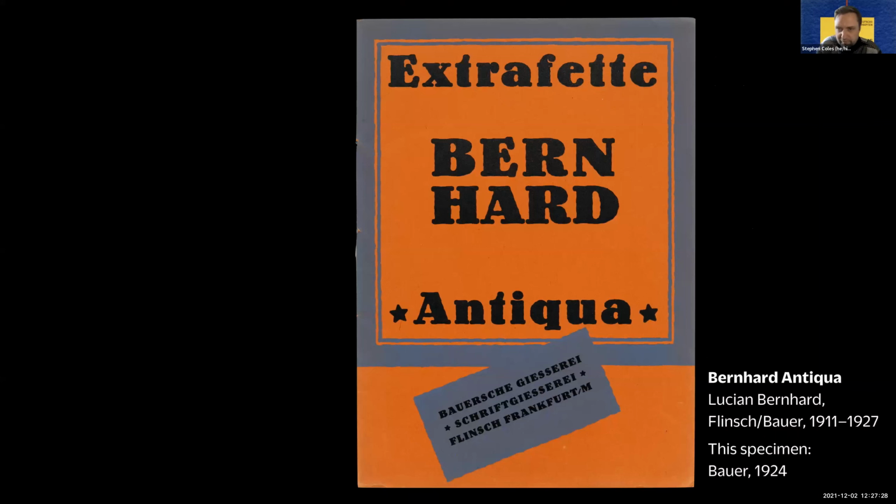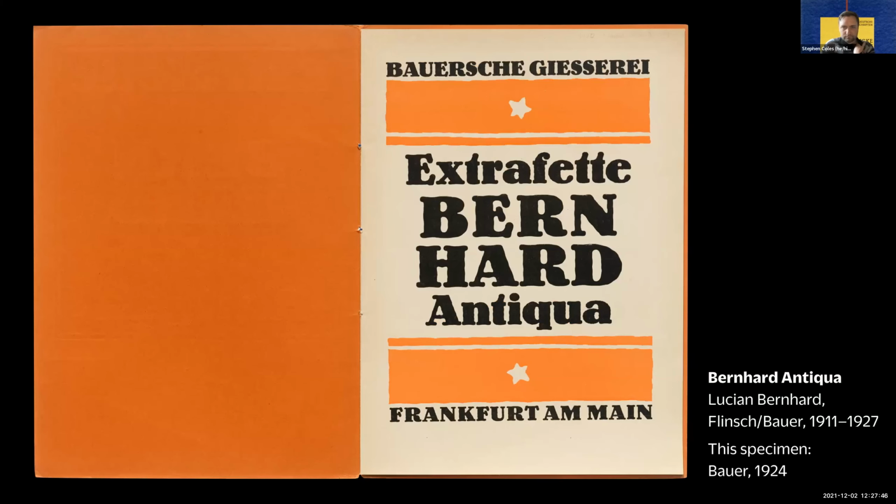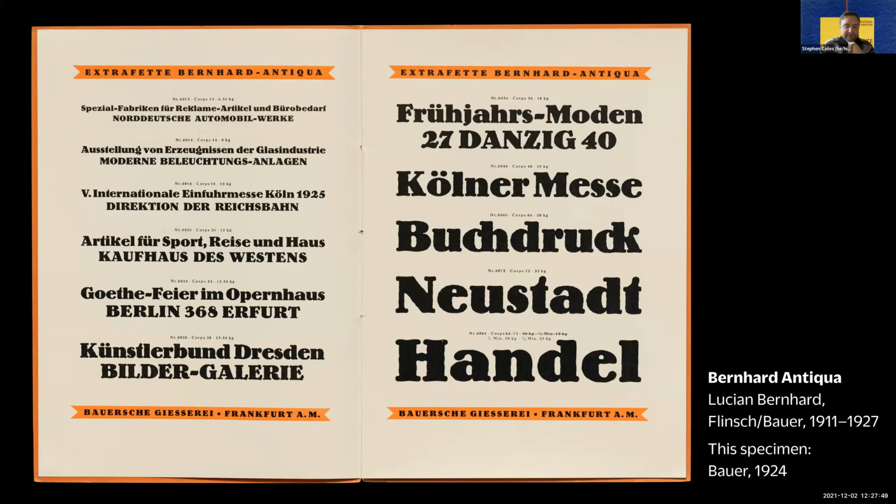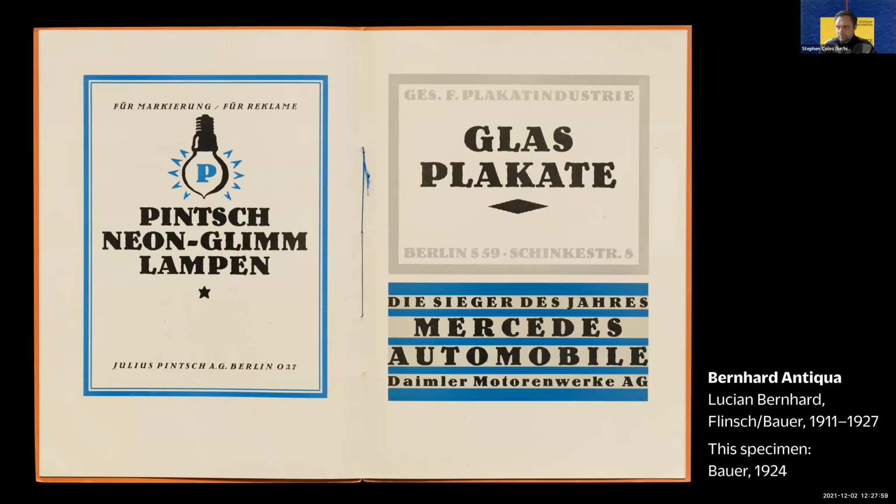And here's a specimen from 24, about the same time that this piece was produced. And you can see this is the extra fett, which means extra bold weight of Bernhard Antiqua. There were many styles released. And in the specimens, those of you who aren't familiar with them, these are what we call waterfall specimens, where they're showing every size of the typeface that was available. And then you see what I presume to be Bernhard's designs, because they feel like his work.